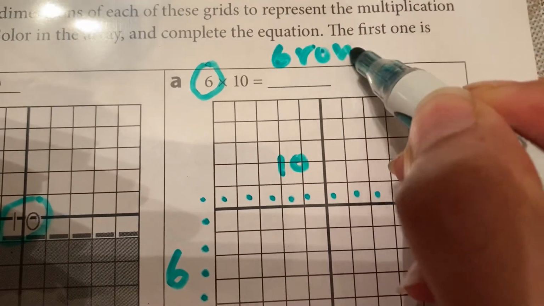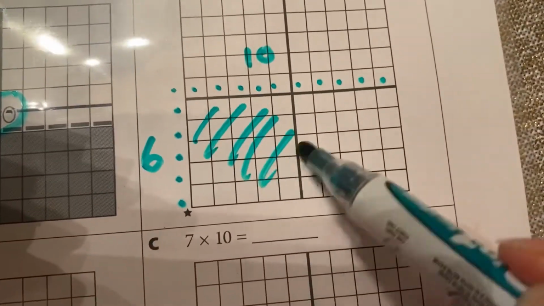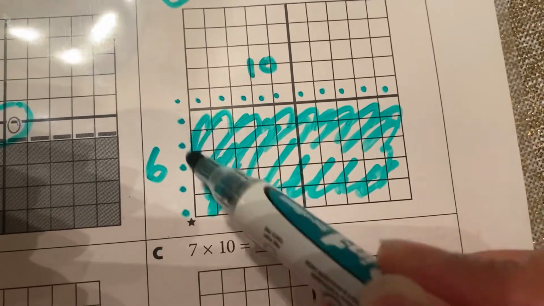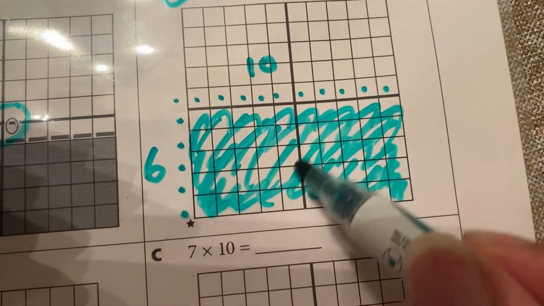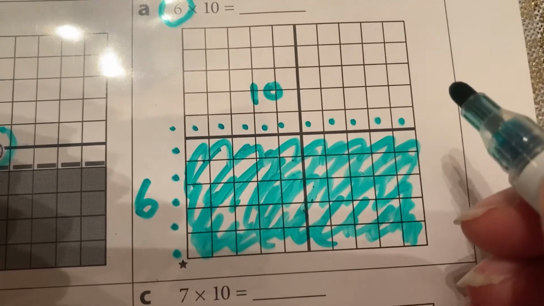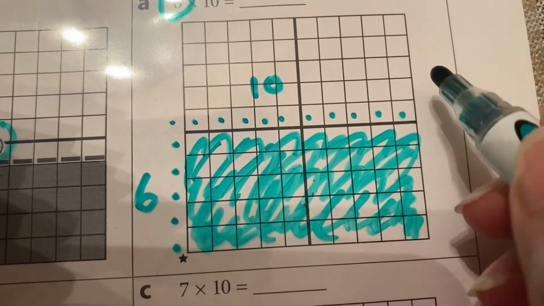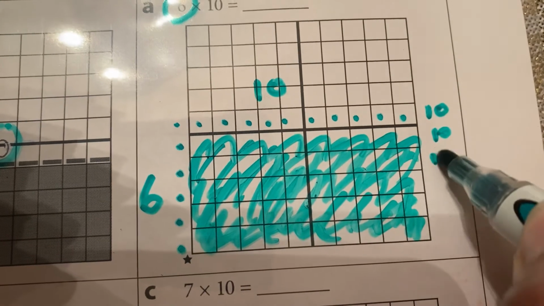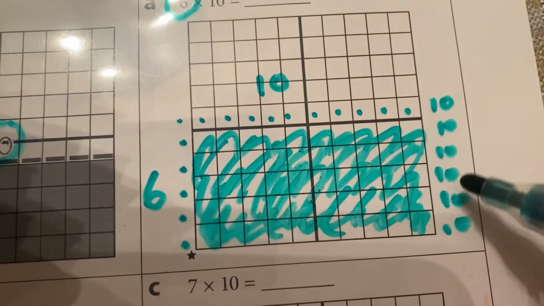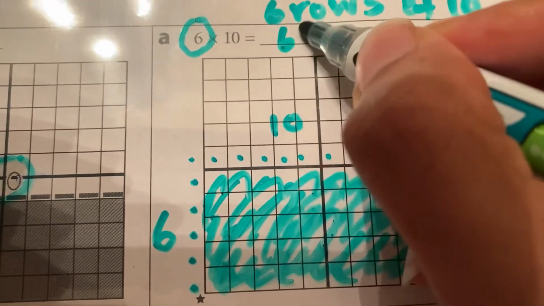And so we have 6 rows of 10. And then we can shade, like color all of this, which shows our rows and columns. And then we can solve and see how many total in all. So we have 10, 10, 10, 10, 10, 10. 1, 2, 3, 4, 5, 6. And if we add all 6 tens, we know we have 60. 6 multiplied by 10 is 60.